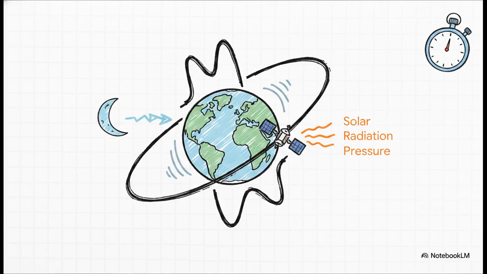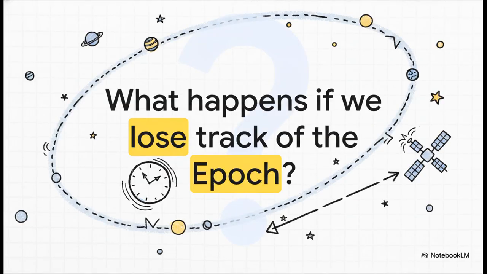Because of this, our 6 classical elements are only perfectly accurate for one very specific moment in time. We call that timestamp the epoch. So if dynamic forces are constantly shifting a satellite's trajectory, what happens to our spacecraft if we ever lose track of its epoch? Well, I'm going to leave you with that thought to chew on. It highlights exactly why time is the ultimate anchor for literally everything we track in the cosmos.